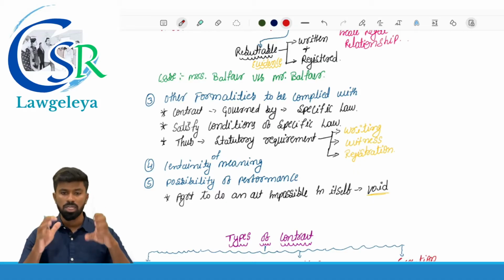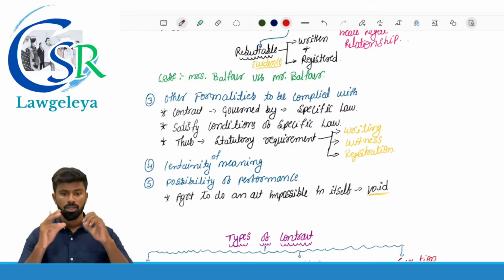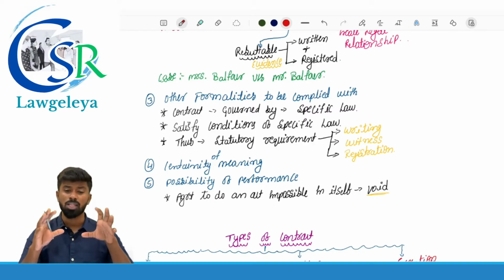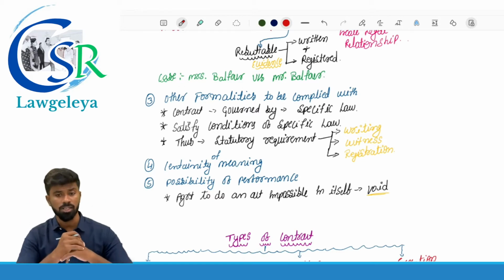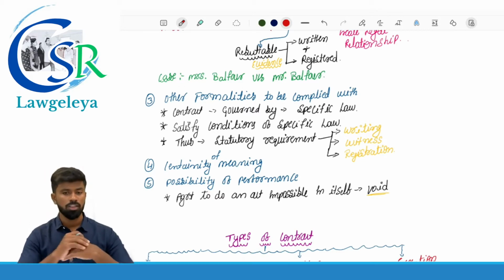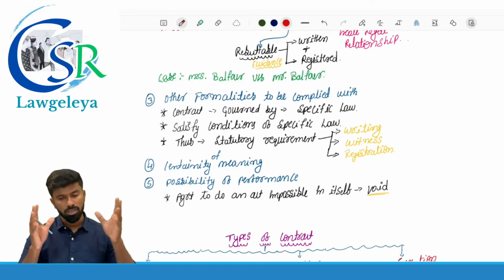If a contract is governed by a specific law, it must satisfy the conditions provided by that specific law. For example, if there is a statutory requirement like the agreement to be in writing, signed by witnesses, or registered under the sub-register office, then all those conditions must be satisfied to be a valid contract. If any of those conditions are not satisfied, then the agreement is not enforceable by law.